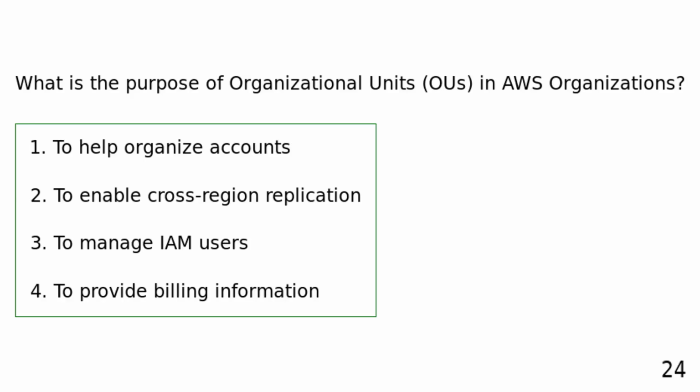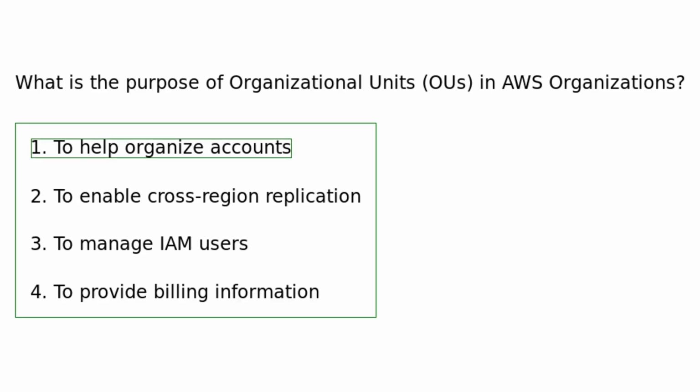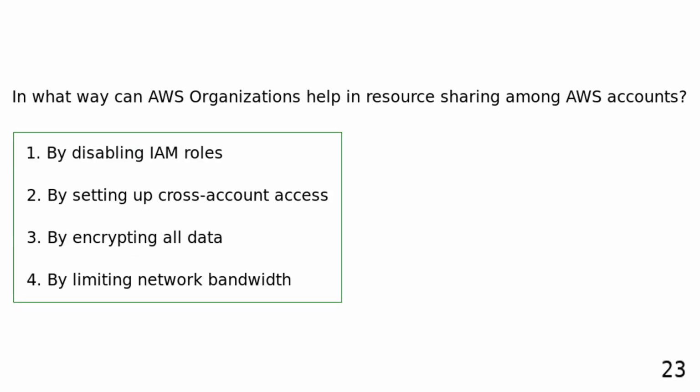What is the purpose of organizational units in AWS Organizations? To help organize accounts. To enable cross-region replication. To manage IAM users. To provide billing information. Organizational units in AWS Organizations help segment and organize accounts to apply policies consistently based on business units, organizational structure, etc.